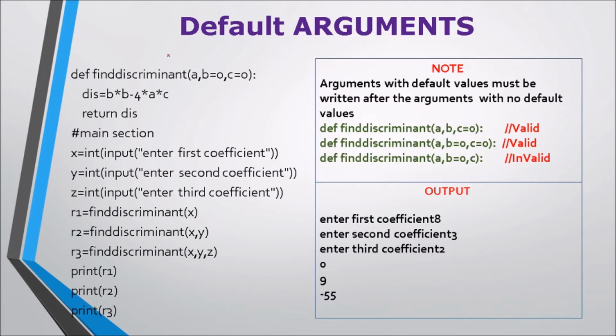The next type of argument is a default argument. Here we have defined a function find discriminant, in which we have provided the coefficients a, b and c, and the discriminant is calculated as b square minus 4ac. Whatever result we get in DIS is passed on to the function from where it has been called. That is the main section from where we are calling the function.